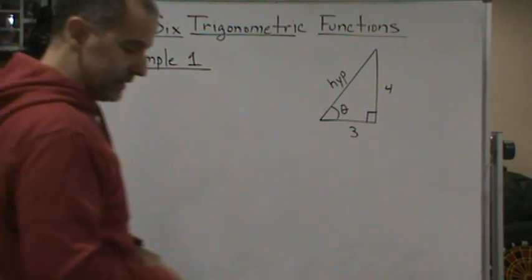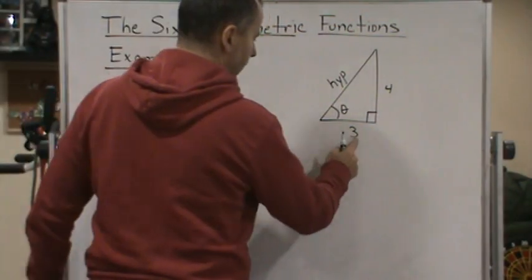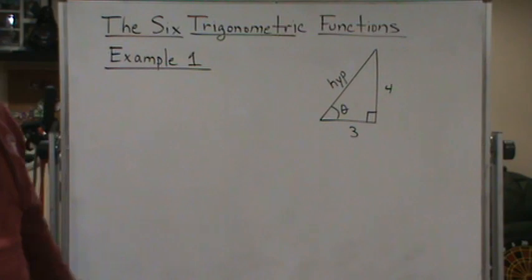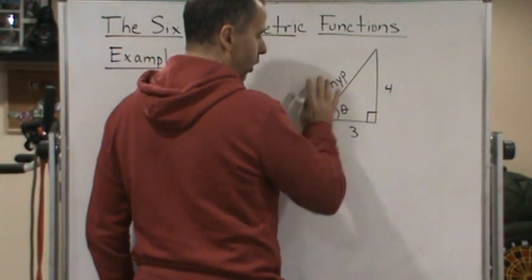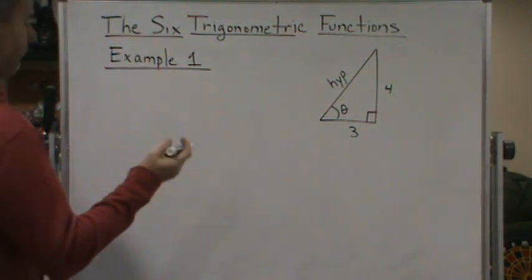All right, let's do an example here. So the first thing, we're given this triangle. We've got 3, 4, and the hypotenuse. The first thing we have to do is figure out what the hypotenuse is. Now, if you know the special triangle, then you already know what the hypotenuse has to be. But let's use the Pythagorean theorem and figure it out.